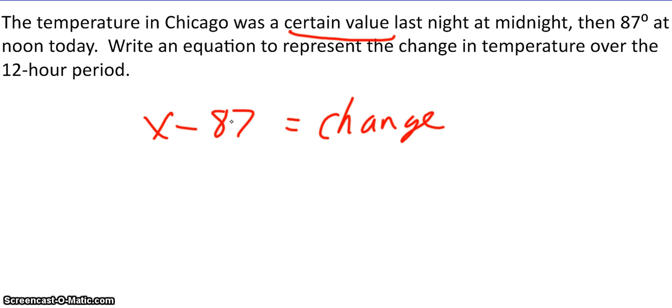I could probably make an assumption that the temperature at midnight is probably less than the temperature at noon, but to be safe, to represent the change, we're going to put an absolute value around that difference expression. So I have the absolute value of X minus 87 is the change in temperature. And we want that to be positive because we're representing the change in temperature. We're not trying to say how did the temperature increase or decrease. We're just representing the change.